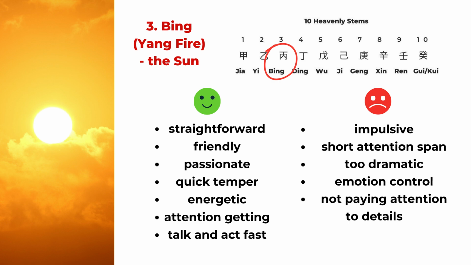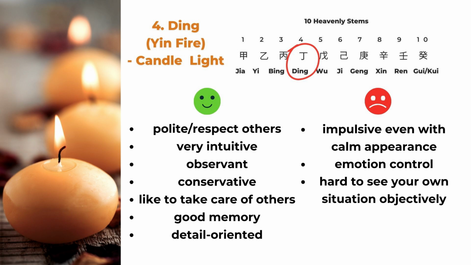And you also don't like to pay attention to details because you focus on the big picture, but that can be a negative. The fourth one is the Ding, that's the yin fire, and the image is candlelight. For the Ding type of person, you are very polite, you respect other people, and you have good sixth sense. And you observe other people very well, you can see through them.